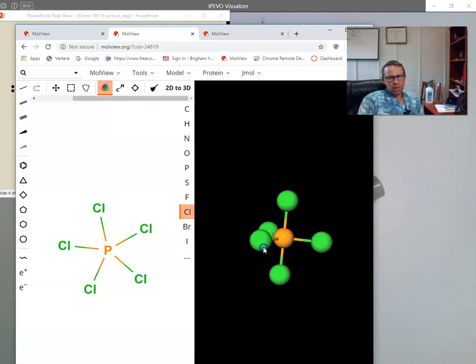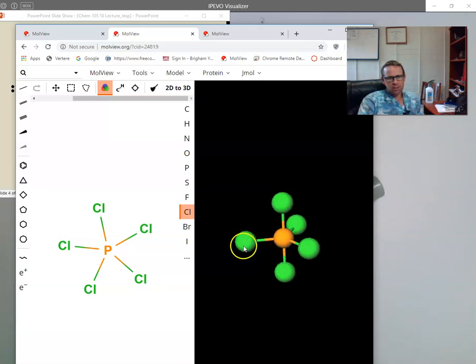So what we have is 2 regions of electron density in what we call axial locations, up and down, 180 degrees apart, and the remaining 3 are in what we call equatorial regions. So if we visualize this as the Earth spinning on its axis like this, then these 3 are in equatorial regions and 2 are in axial positions. Now, these are slightly different positions. So if we look at this element right here, and we look at its neighbors.